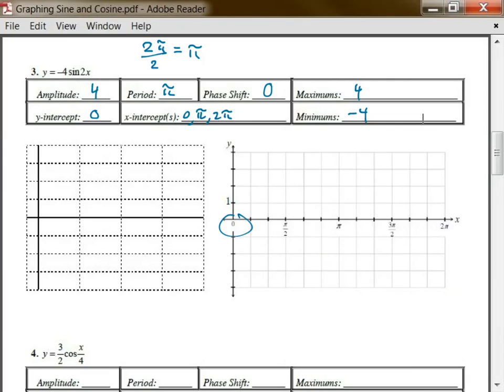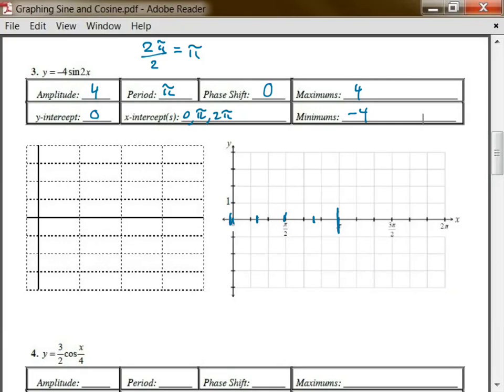We have to have 1, 2, 3, 4, 5 x values. If we stop right here, that's when the cycle stops. We only have 1, 2, 3, okay? So we need to have an additional x value. I always like to split it in half first, and then I split this part in half, and so I have that, and then I split this part in half, and I have that.